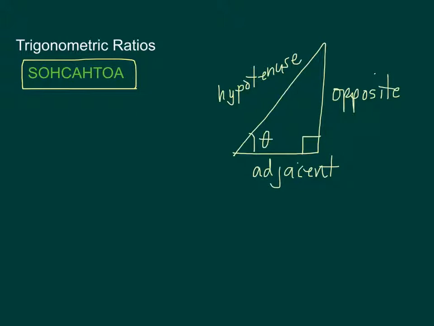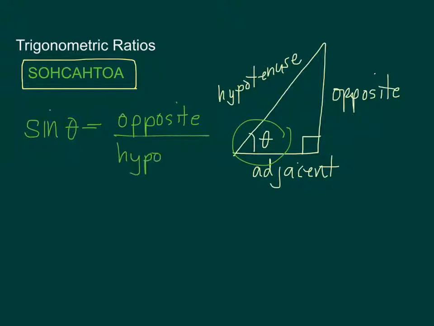With respect to the angle, you can now create the relationships of the given angle and the sides of the triangle. So for the trigonometric ratios, we'll start with sine. The sine of the angle is simply the measure of the opposite side over the hypotenuse.